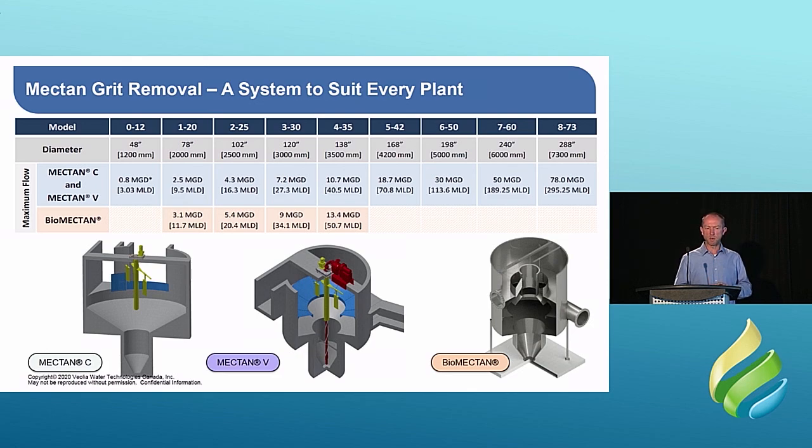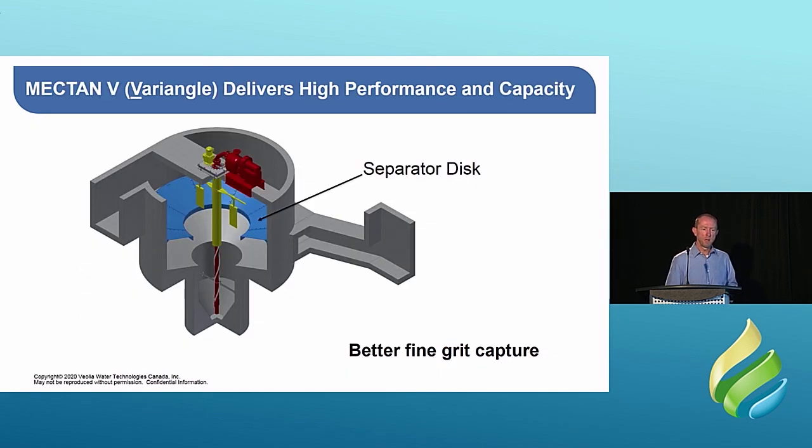So you can see the numbers here. A 3.5 meter diameter C or V gives you 40.5 megaliters a day. The new BioMectan gives you over 50.7 megaliters a day. Okay, so a little bit about the V.